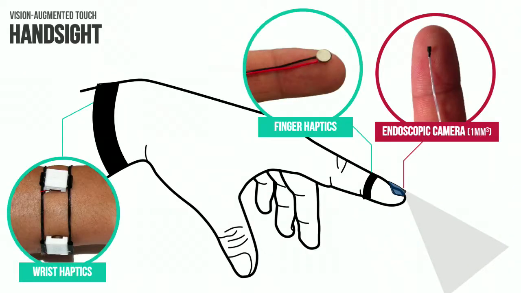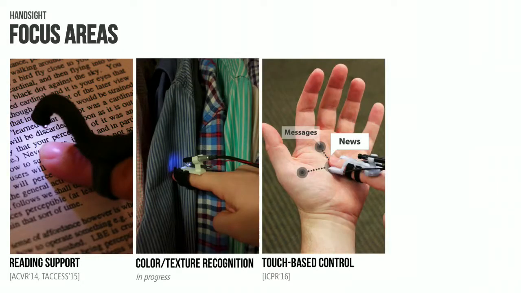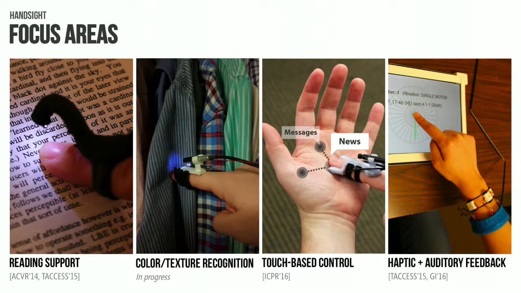The cameras themselves are accompanied by haptics to guide the user's touch explorations, either on the finger or on the wrist, as well as a smartwatch for processing power and additional feedback. So we've had a number of focus areas, and this is all application-driven research focused on supporting activities of daily living. So we've looked at things like reading support, color and texture recognition, touch-based control, and haptic and auditory feedback. I'll just touch on a few of these briefly.